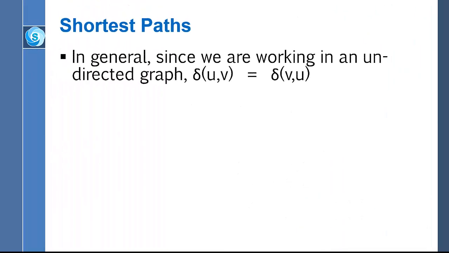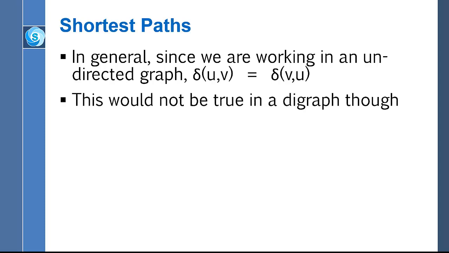Because we've chosen to discuss Dijkstra's algorithm in the context of undirected graphs, in an undirected graph the distance from u to v is the same as the distance from v to u, right? Because if you can take a path from u to v, you can just reverse that and go from v to u along the same path. This would certainly not be the case in a directed graph. Having a directed path from u to v would not say anything about directed paths from v to u.